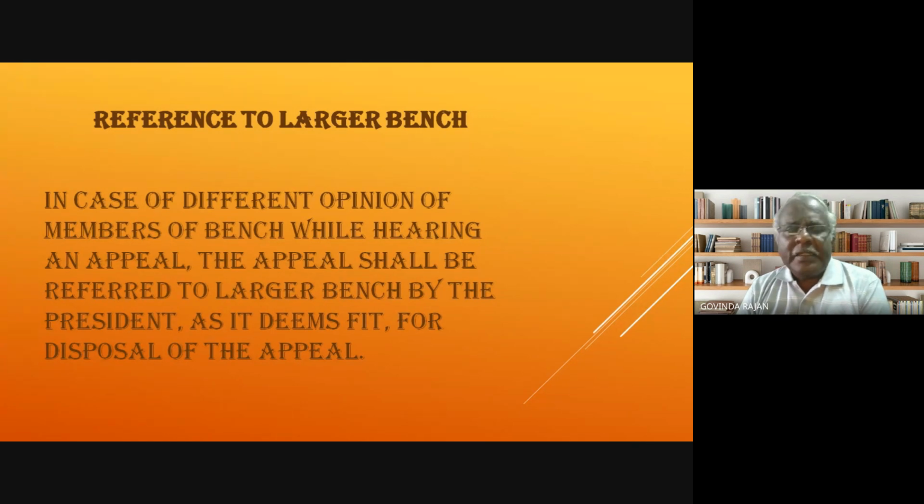Reference to larger bench. In case of different opinion of members of the bench while hearing an appeal, the appeal shall be referred to a larger bench by the president for the disposal of the appeal. If two members are there, there may be different opinion, 50-50. But in case of 3 members, if any 2 members pass the order, it is the majority. Even in complicated cases, the tribunal may refer the matter to the larger bench. They have to apply to the president of the appellate tribunal, and the president will order the constitution of a 5-member bench.